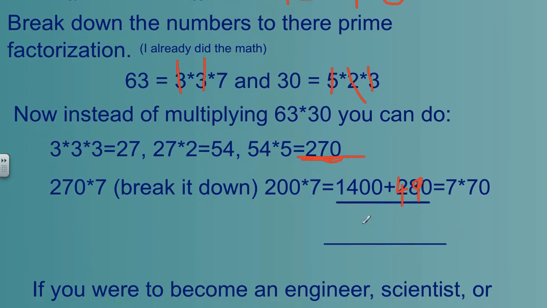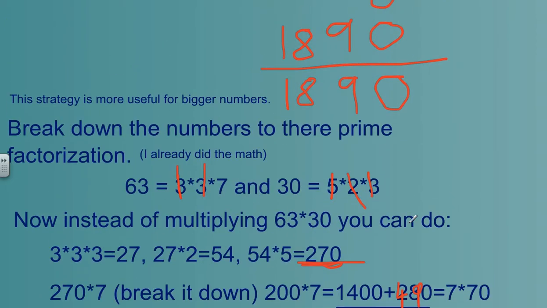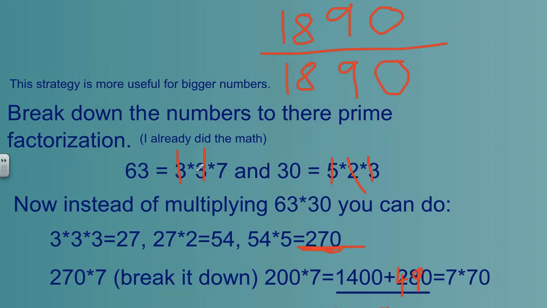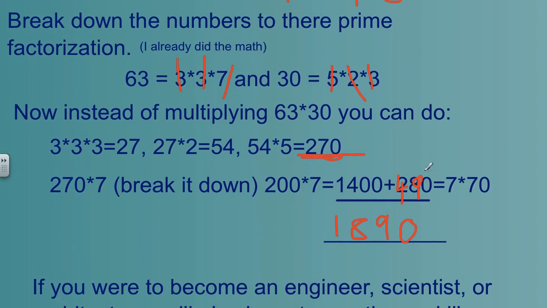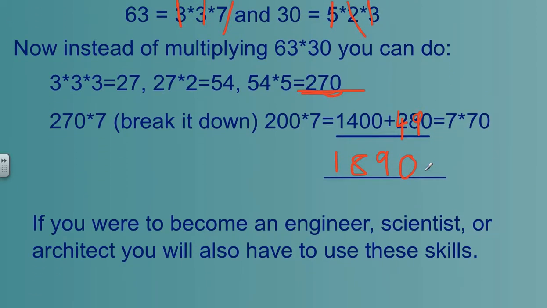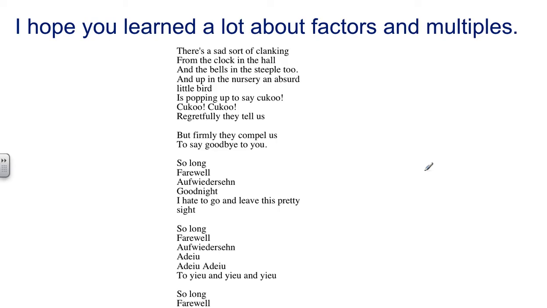So now all you have to do is add it up, and it'll end up equaling 1,890. You can also do it any other way you want. You can do whatever you want, yay. And also, if you were to become an engineer, a scientist, or an architect, you may also have to use these skills. I hope you learned a lot about factors and multiples.